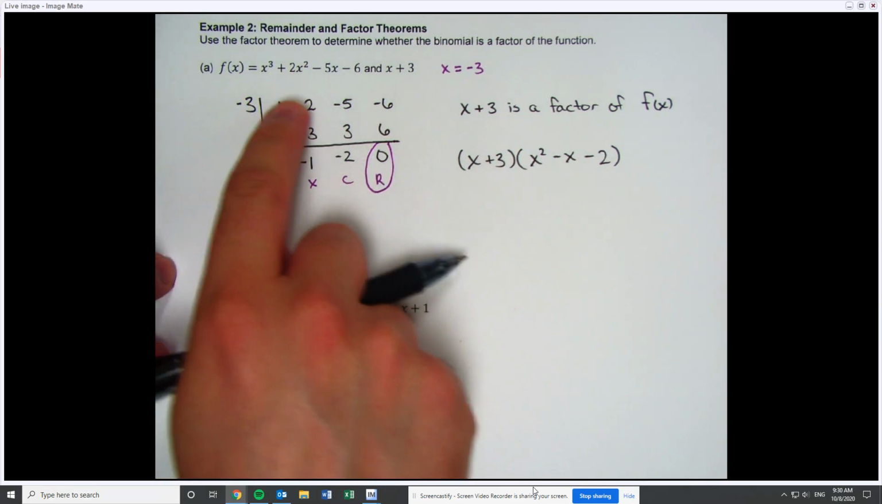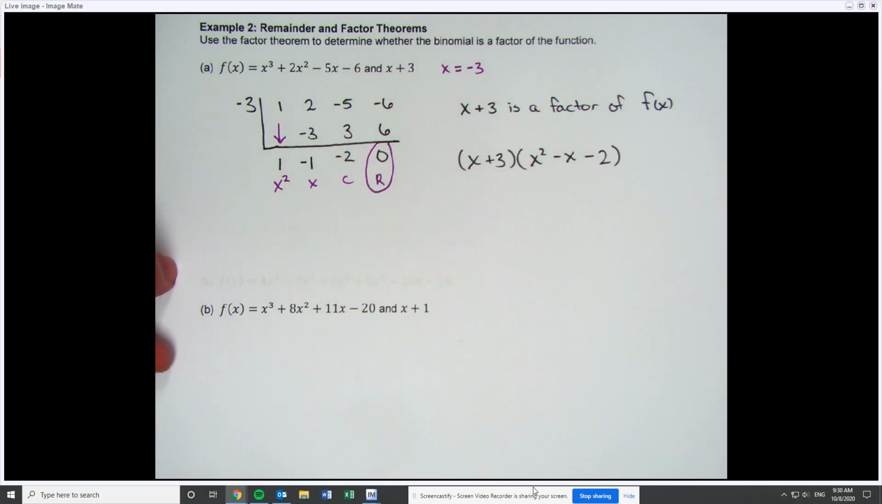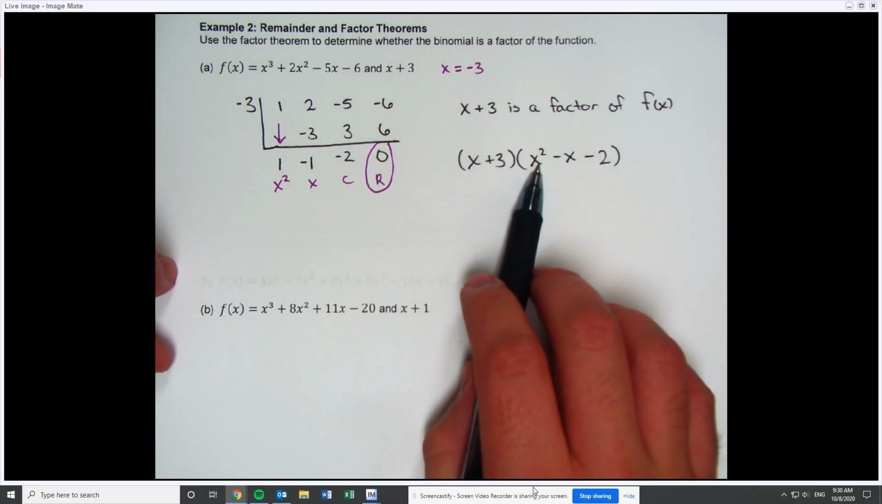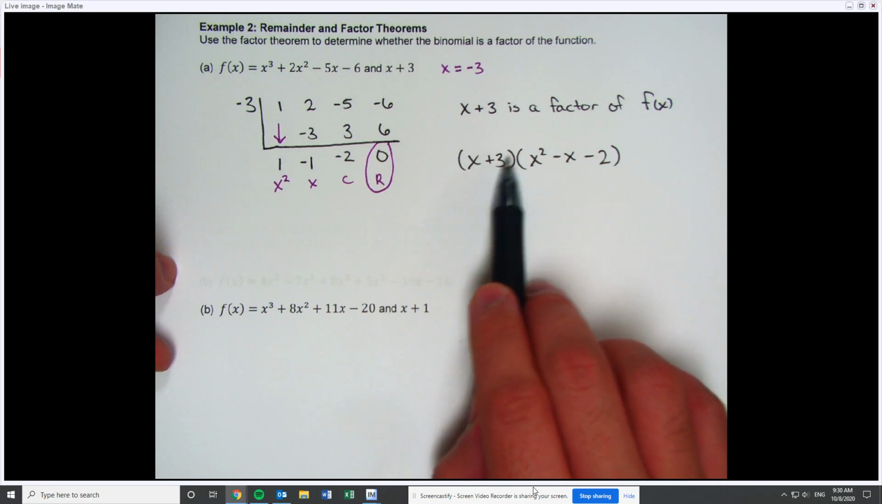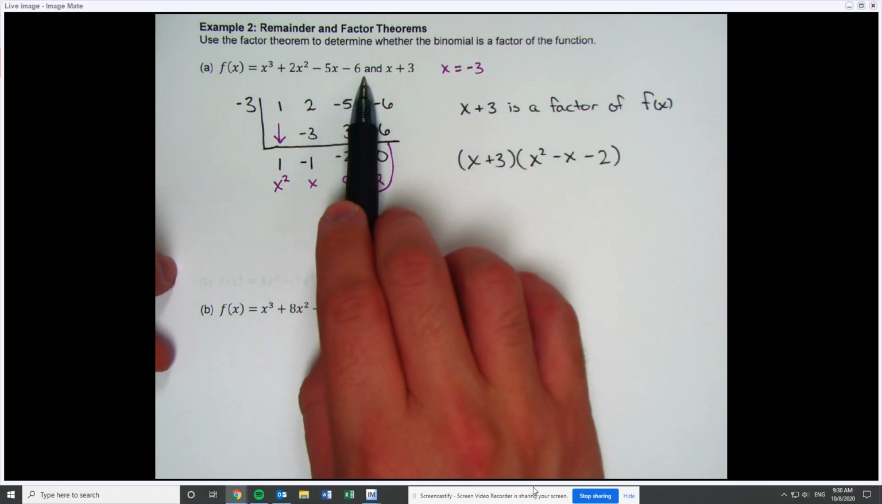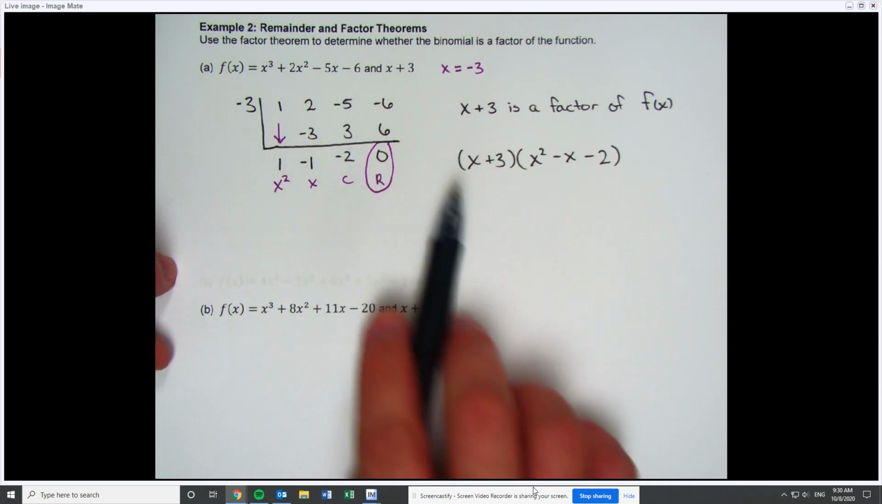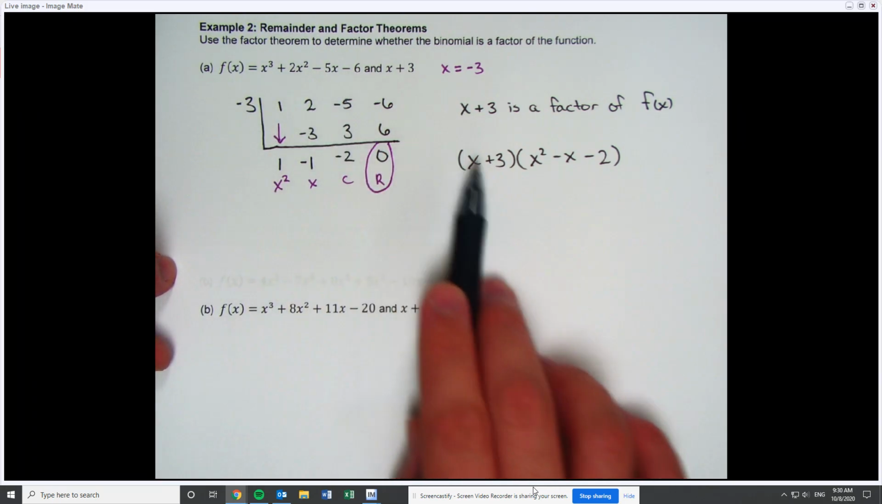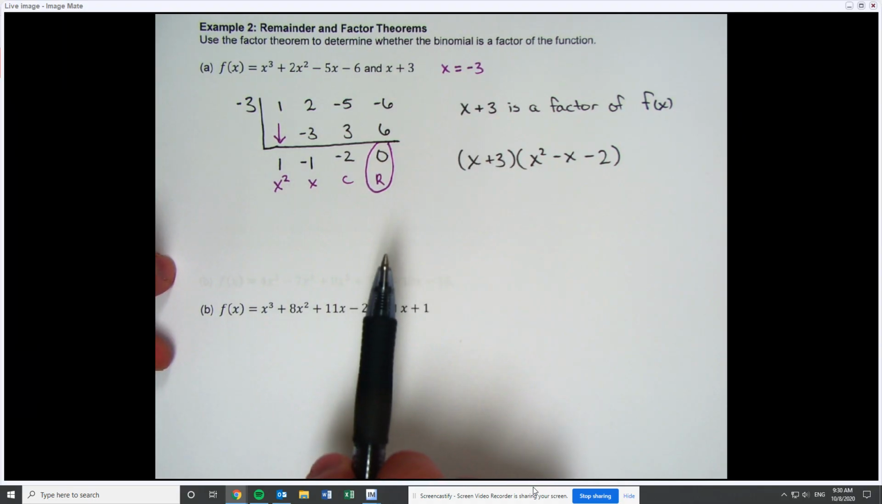This is the factored version of this big one. And you can go back through and distribute and double check. X times x squared, x to the third. And then 3 times negative 2 is my negative 6. And then you can finish the rest of it to figure out the middle. So I factored this big one into this small one. That's what it means to be a factor.